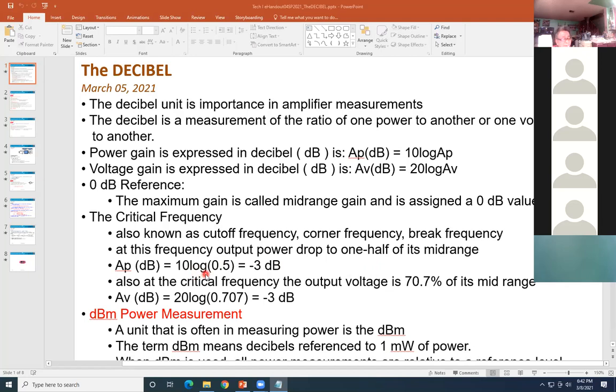Logarithm is the exponent of the power of 10. The logarithm of a number is the power of 10 to get that number. So the logarithm of 10 is 1, because 10 to the 1 is 10. The logarithm of 100 is 2, because that's 10 to the 2. The logarithm of 1,000 is 3, because that's 10 to the 3.